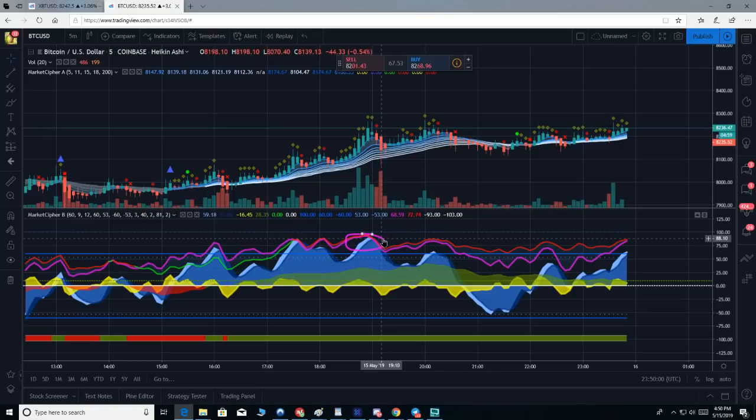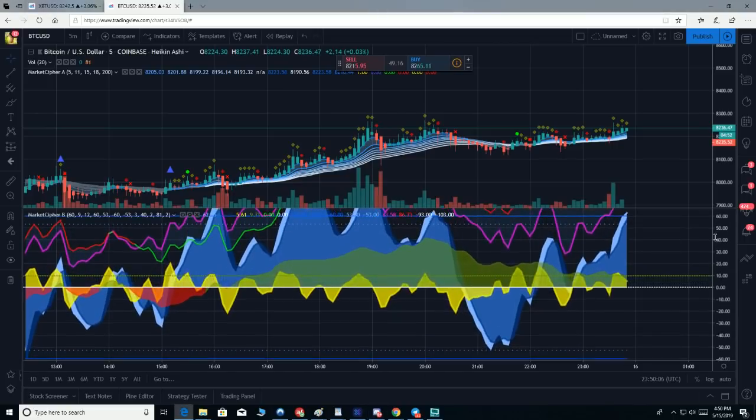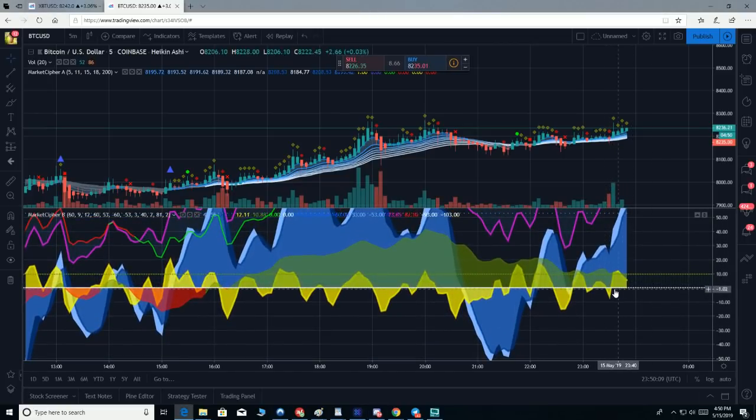Those are your RSIs. The RSI will never go below this 0 white dotted line.